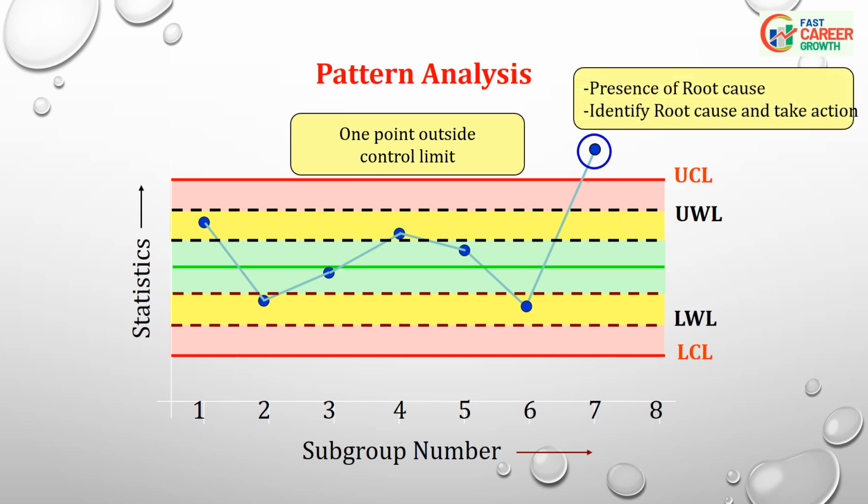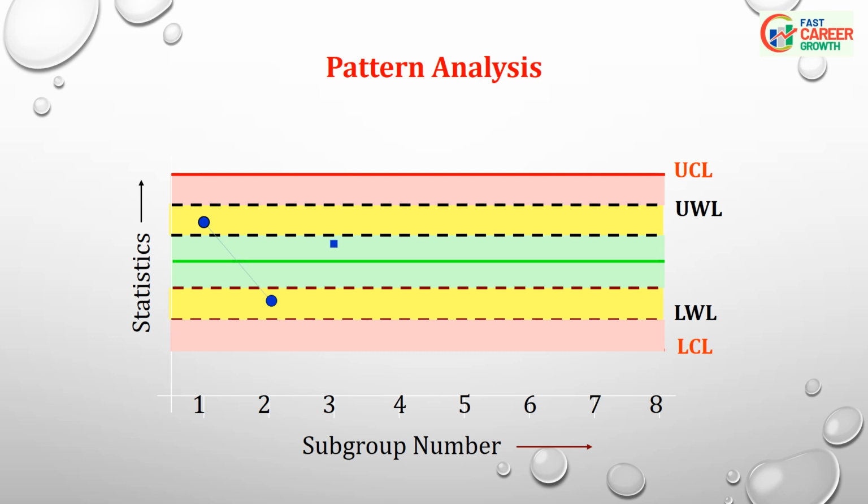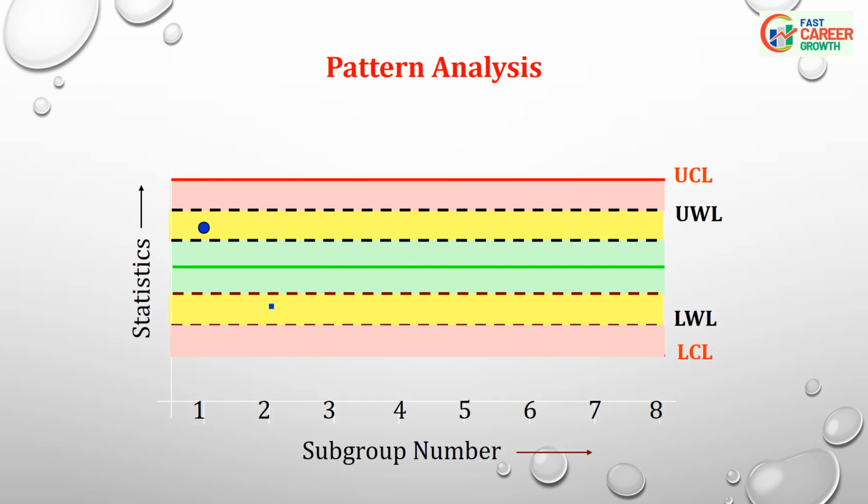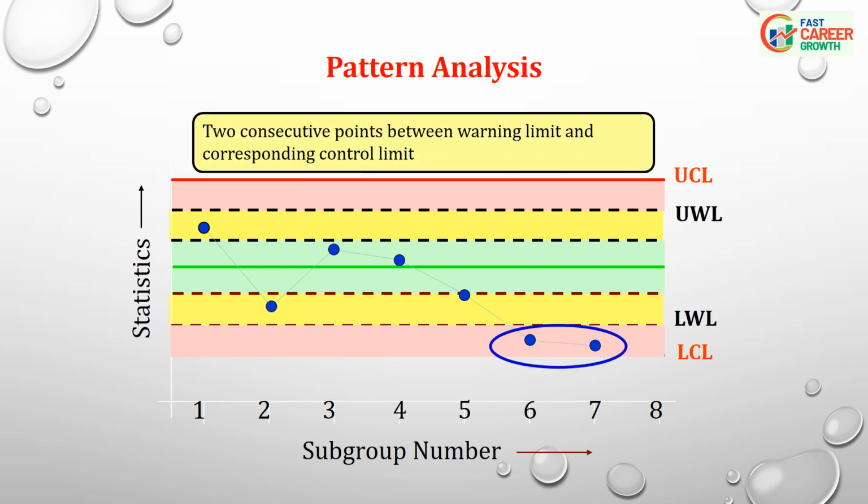Second rule. 2 points out of 3 consecutive points between the warning limit, meaning the red zone, and the corresponding control limit. This may be due to a special cause. So to eliminate this special cause, identify the root cause and take action. Third rule. 2 consecutive points between the warning limit and the corresponding control limit. This may be due to a special cause. So to eliminate this special cause, identify the root cause and take action.